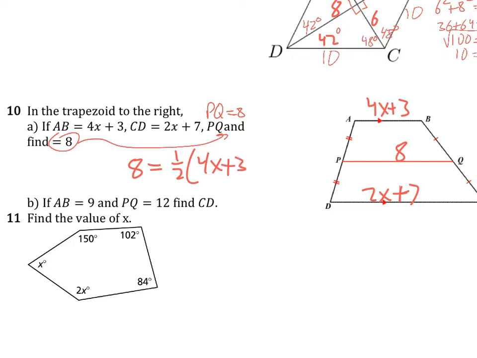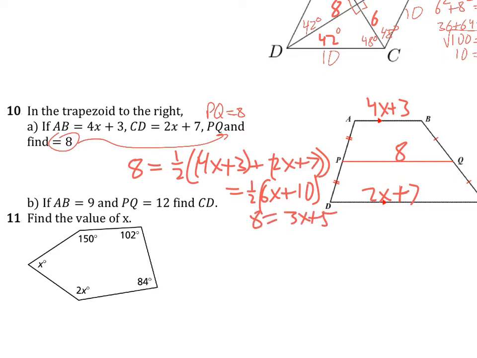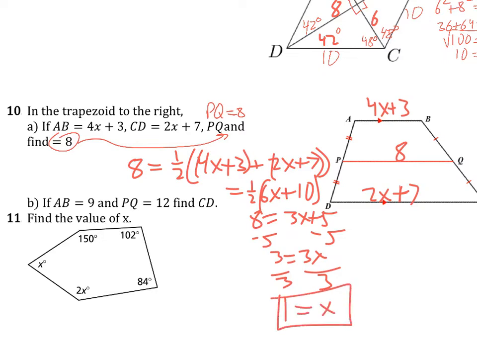4x plus 3 plus 2x plus 7. All right? And when we add up the inside, we get 6x plus 10. Distribute that 1/2 and we get 3x plus 5. And let's bring down that 8. Kind of running short on room, but subtract 5. 3 equals 3x, so divide by 3. X equals 1. All right? So that is for that part A here.